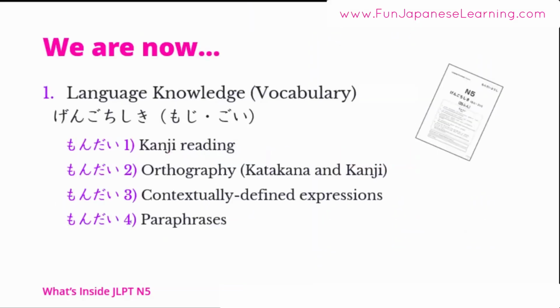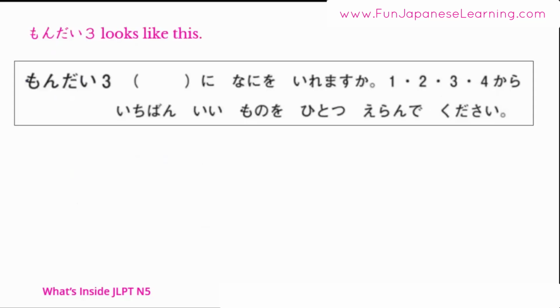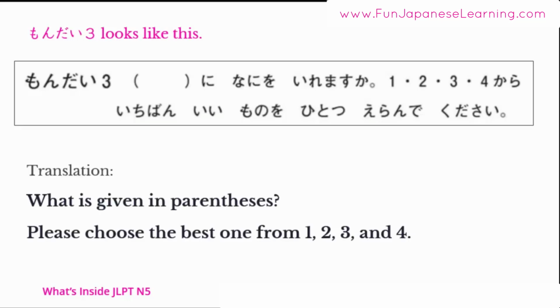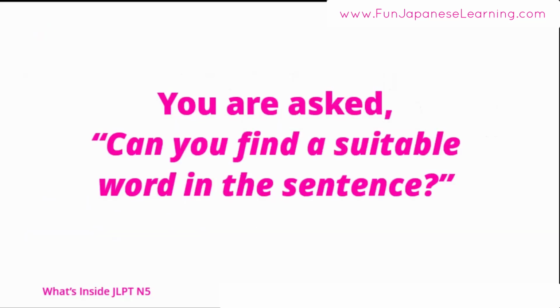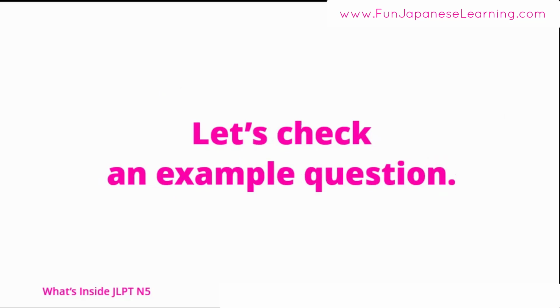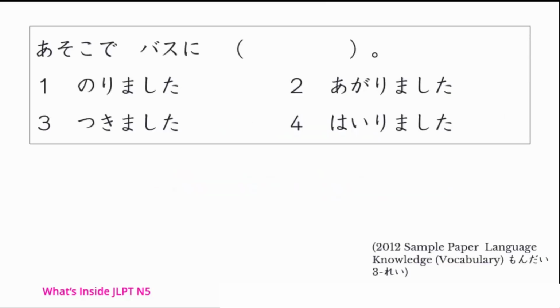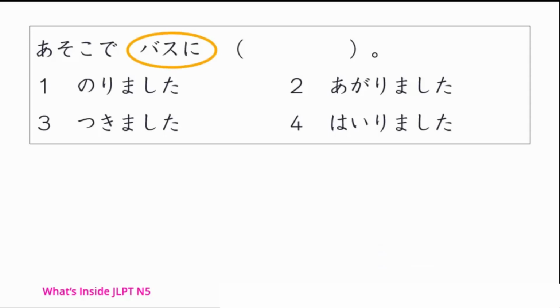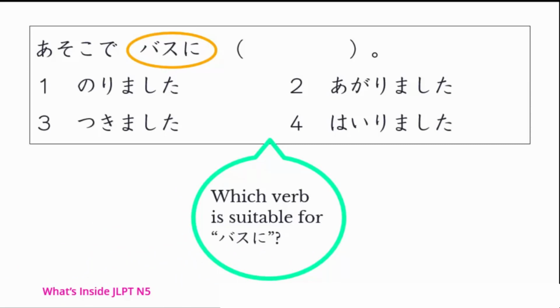Part 2. Fill in the blanks. We are now here. 問題3 looks like this. What is given in parentheses? Please choose the best one from 1 to 3 and 4. You are asked, can you find a suitable word in the sentence? Let's check an example question. あそこでバスに1乗りました。2上がりました。3着きました。4入りました。So this is a バスに。So which verb is suitable for バスに?